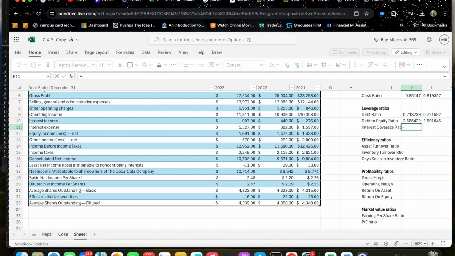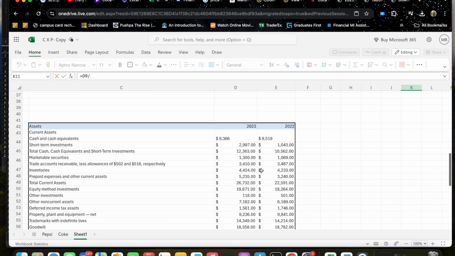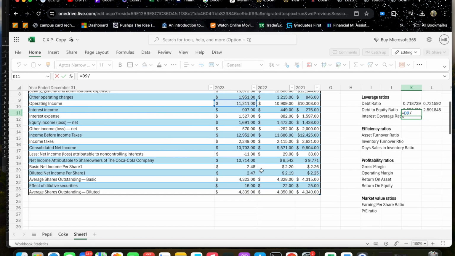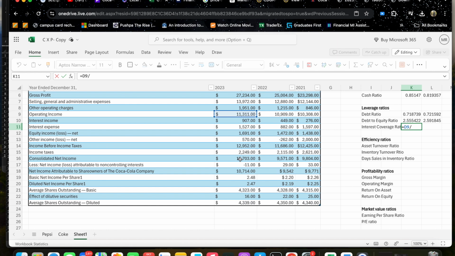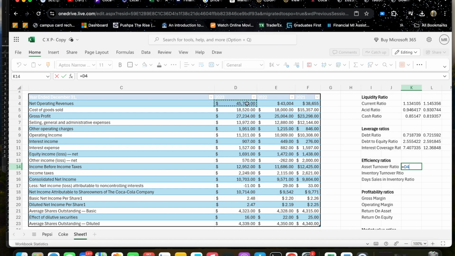So here you go, we found our debt to equity ratio. Coca-Cola has less debt than PepsiCo. PepsiCo was around 4 something, so 4 times more debt, and here Coca-Cola has like 2.5. So the leverage ratio seems better for Coca-Cola than PepsiCo. So the interest coverage ratio should be operating income divided by the interest expense. Here you go, we found the interest coverage ratio.